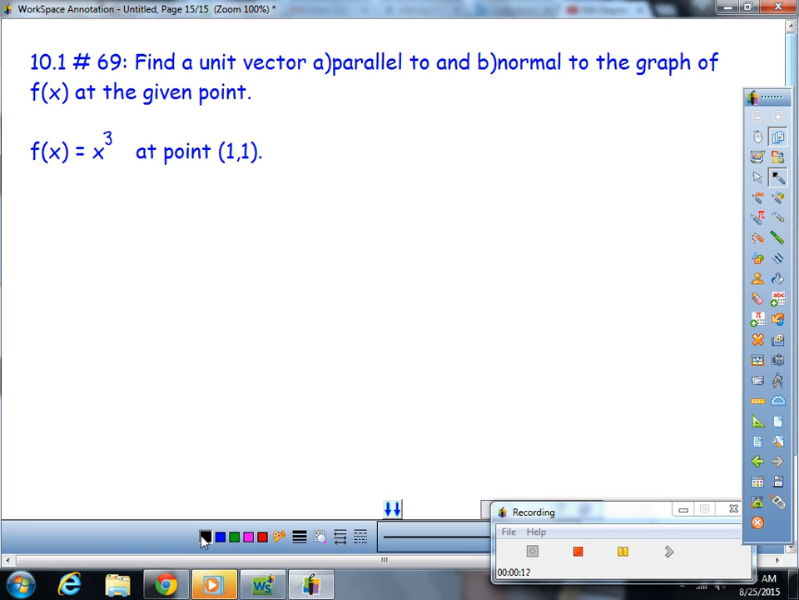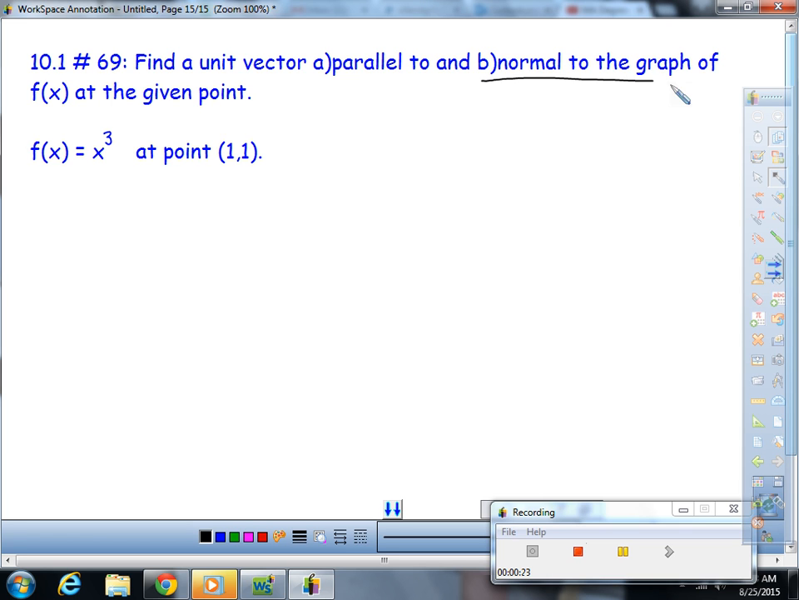Okay, so we're doing question number 69 from 10-1, Tuesday's assignment. You can read it. One of the things with this problem that would probably confuse you is this term right here. Okay, so we'll get to that when we get to part B.